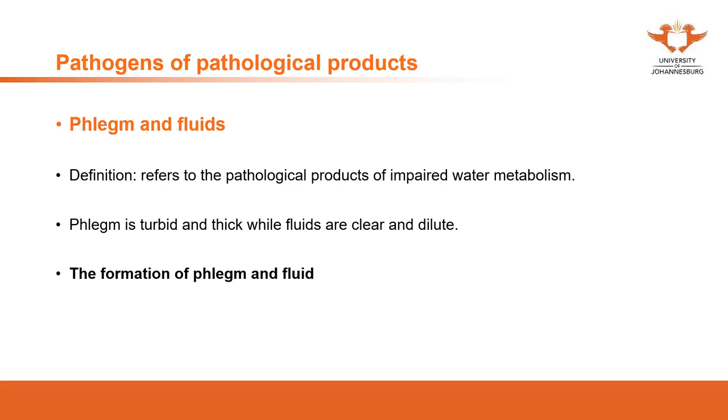The next question we're going to talk about is the formation of phlegm and fluid. Where does the phlegm come from? The phlegm can be the result of the six exogenous pathogens, can be the result of emotional disorder, and also can be the result of improper diet.